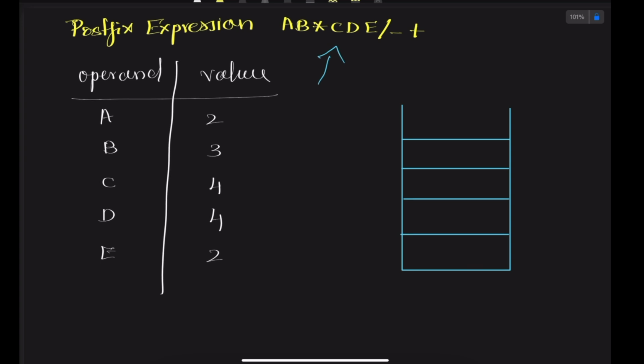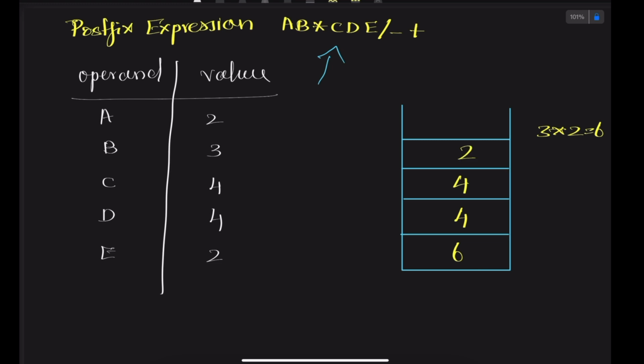The rule says that whatever operand value you read should be inserted into the stack. So the A value is inserted into the stack, and the next character is B. The B value is inserted into the stack, and the next character is star. Whenever we read the star operator, we do the operation, and the answer is 3 star 2, which is 6. The answer is stored into the stack. Now we read the value of C. C is 4, D is 4, and E is 2.